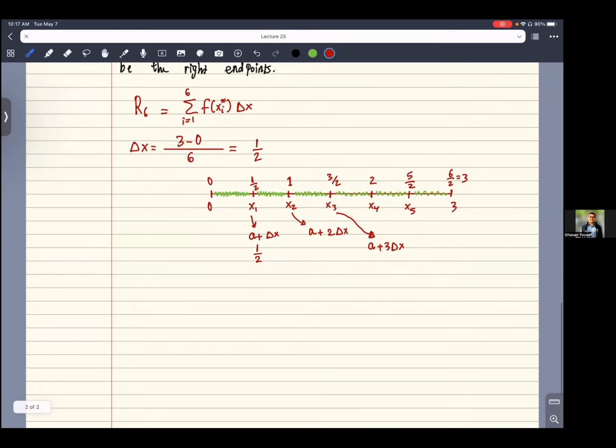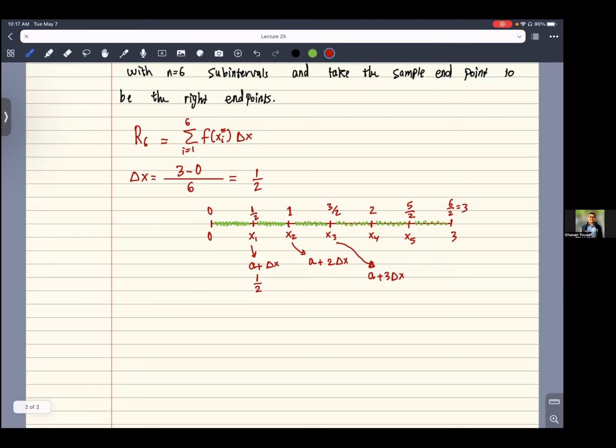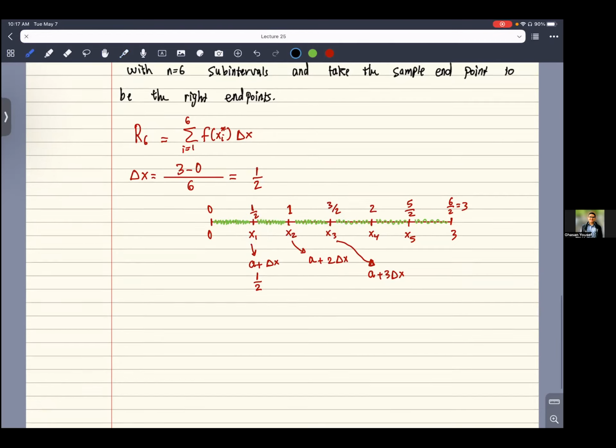Okay. Now they ask for the right endpoints. The right endpoint is what? The value of this point for the first interval. This is the first interval. The second interval is here. This is the right endpoint. This is the third interval. Here's the right endpoint. Here's the fourth interval, from here to here. This is the endpoint. I'm gonna write it quickly.